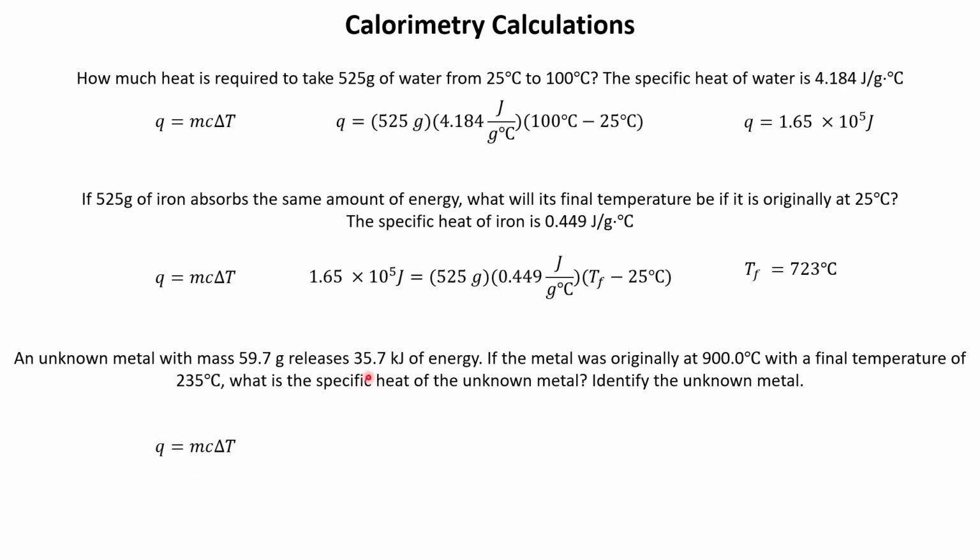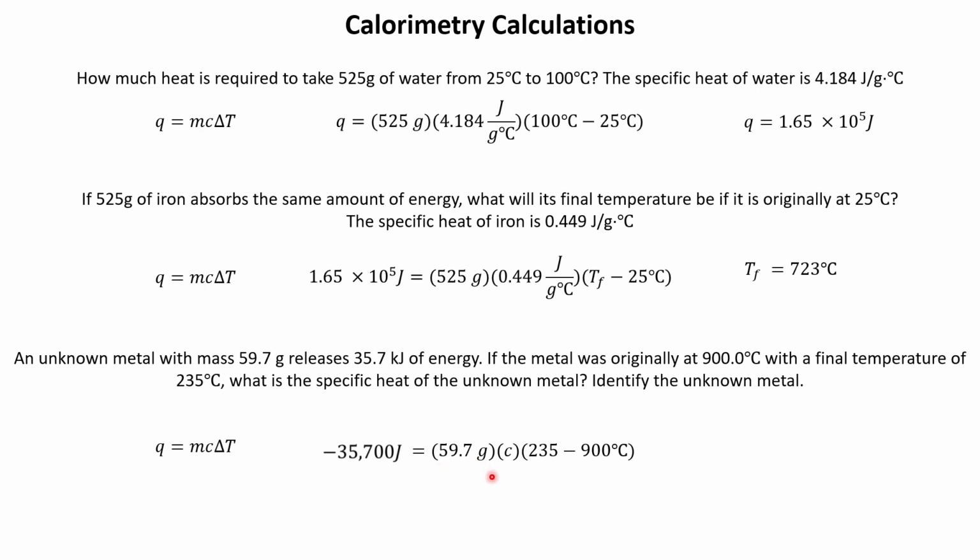Okay, so we know Q, we've got the energy that's released. We know our mass here. We do not know our specific heat. That's what the question asked us for. And we do know our initial and final temperatures right here. So let's plug all this in. First, I convert my kilojoules to joules. That's really easy. You're just moving the decimal 3 places to the right. Notice that this is a negative joules. That's because this is releasing energy.